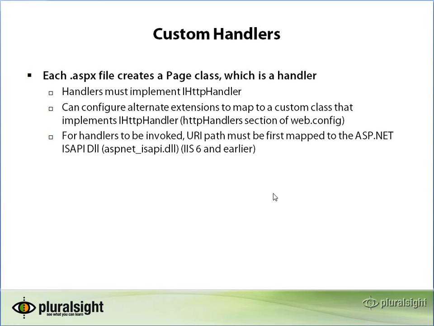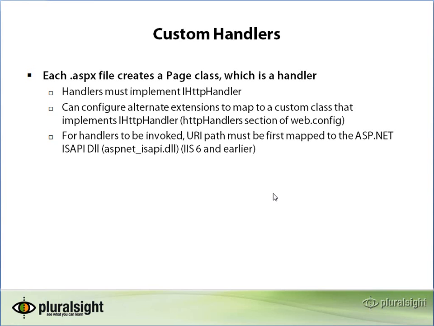Let's turn our attention now to building custom handlers. So we've looked at the application class and how you can intercept application level events anywhere in the pipeline. Handlers are something you might want to build if you are trying to create your own custom endpoint that is not a page and you want to process the request in a lower level fashion without the infrastructure of the page and the server-side control architecture around you.